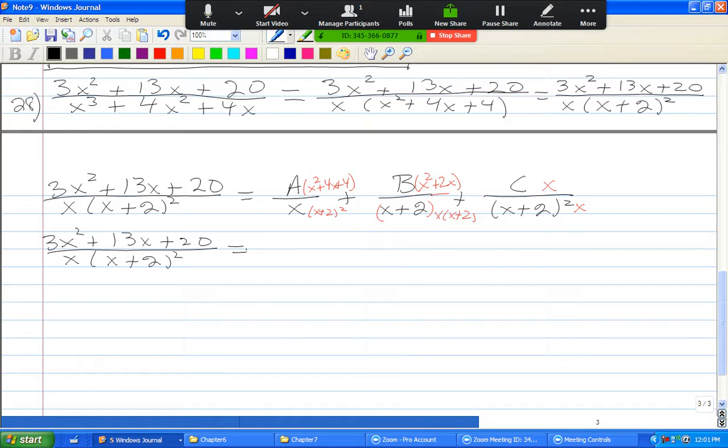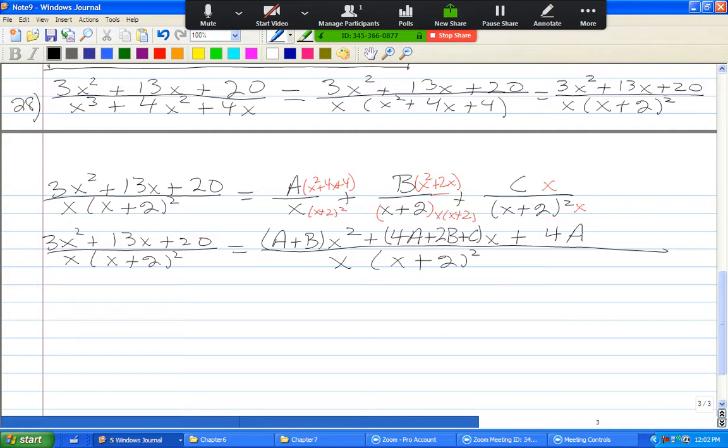x plus 2 squared is equal to, well, I have a common denominator, so let me just write them all over the common denominator, x plus 2 squared. So I have an ax squared, but I also have a bx squared. So it's a plus b x squared. I have 4ax. I have a 2bx. And I have a 3cx.